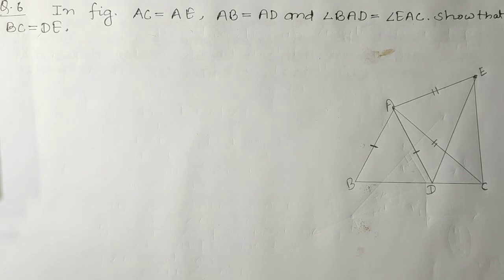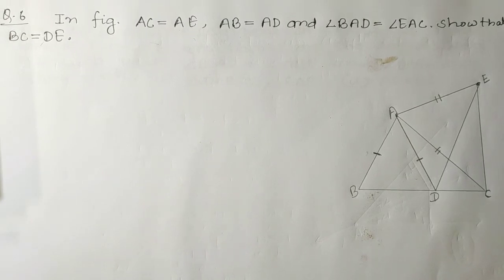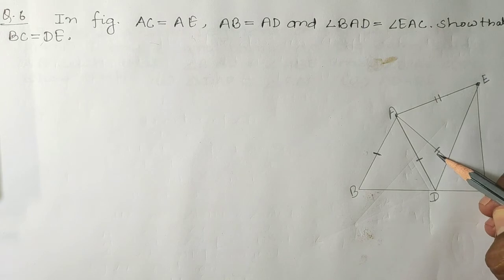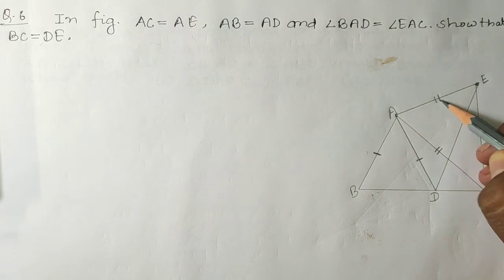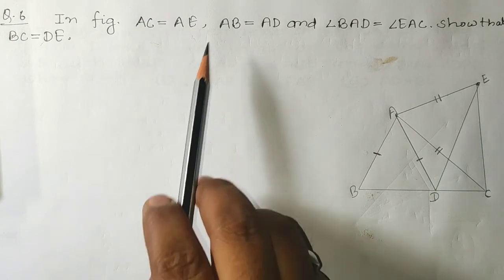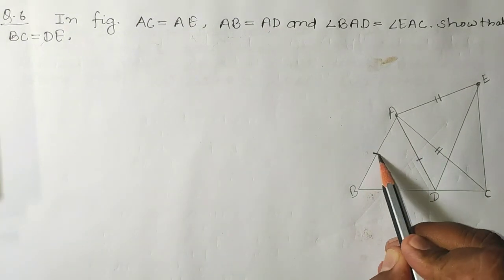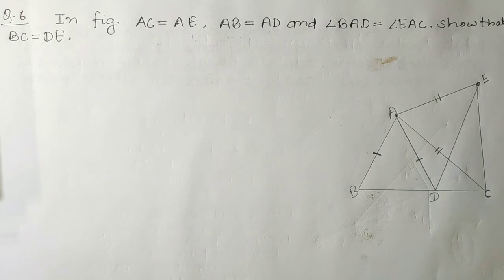Coming to the next question students, question number 6 is, in figure AC is equal to AE is given. Okay, so which side is AC? This side is AC. It is equal to the side AE, means this side. Okay, and AB is equal to AD, means this side is equal to this side. Okay, those sides which are equal, I have represented them by the same sign.